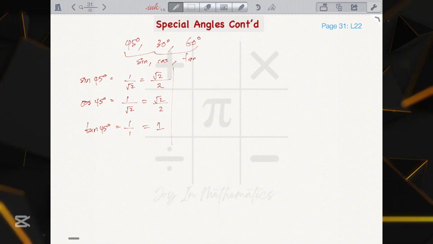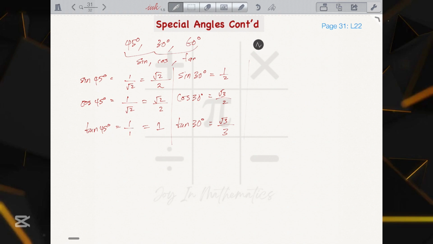Now, if we proceed on to 30 degrees, sine 30 degrees is equals to 1 over 2. Cos 30 degrees is equals to root 3 over 2. And tan 30 degrees is equals to root 3 over 3.